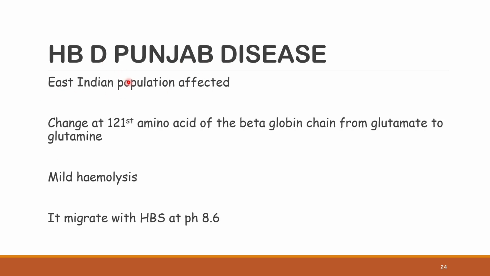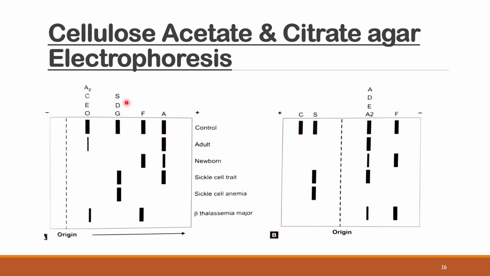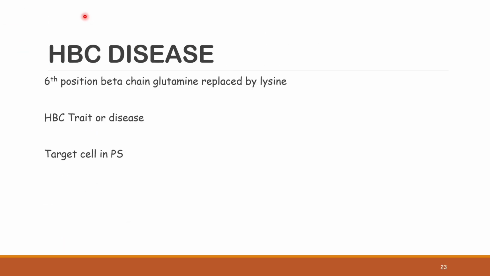HbD Punjab mainly affects the East Indian population. In this hemoglobinopathy, there is a change at the 121st amino acid of the beta globin chain, where glutamic acid is replaced by glutamine. So glutamate is replaced by glutamine, and the patient will have mild hemolysis, right? It will migrate along with HbS, right? HbD Punjab. So that's why you need to do citrate agar electrophoresis, or you need to investigate with HPLC.